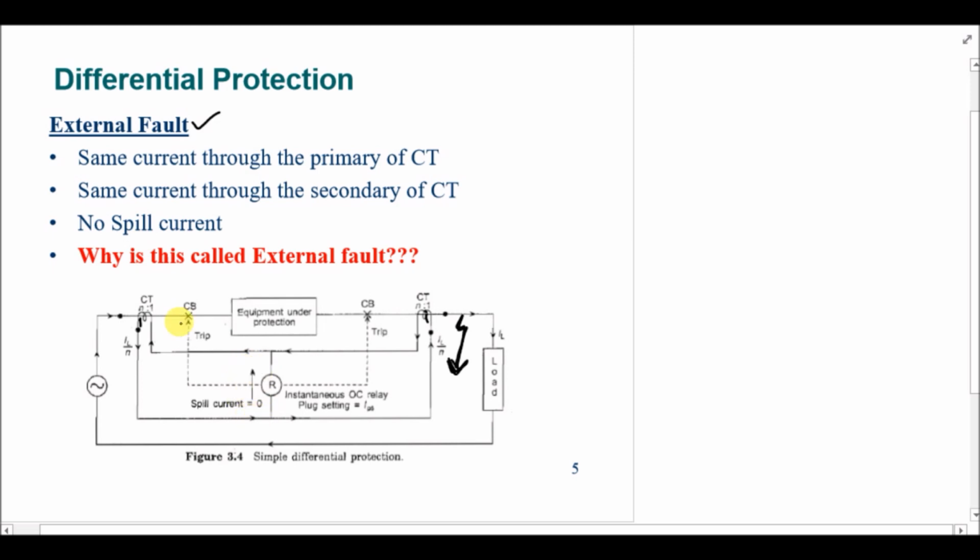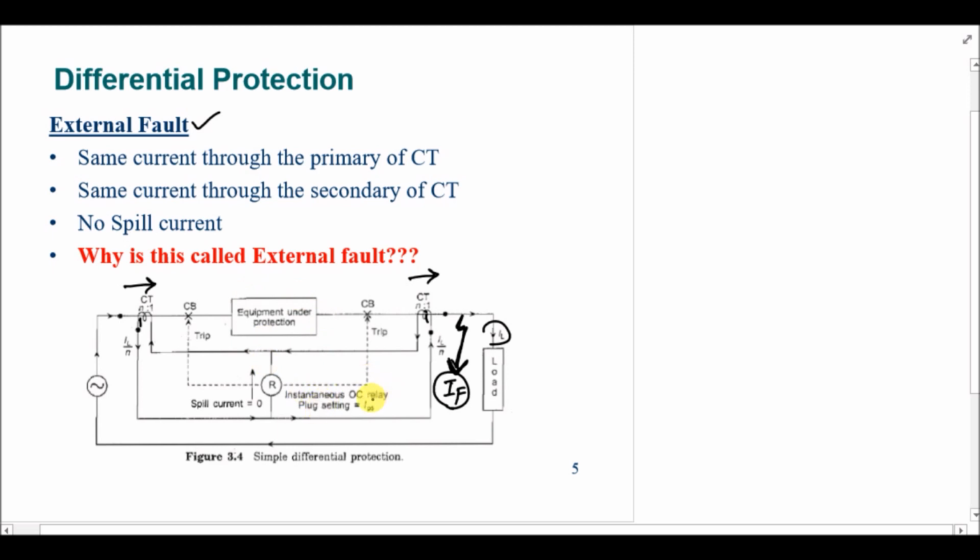Right? So if there is a fault at this point and IF is flowing through this short circuit, then the current that is flowing through this CT as well as this CT will remain the same. That is actually the summation of IL and IF. So if the current is the same in both the CTs, then in the circuit that is attached to the CT, the current will remain the same. Yes, it is a fault current, it is more than the load current, but still it is not inside the zone of this equipment or the zone of protection scheme that is applied for this.